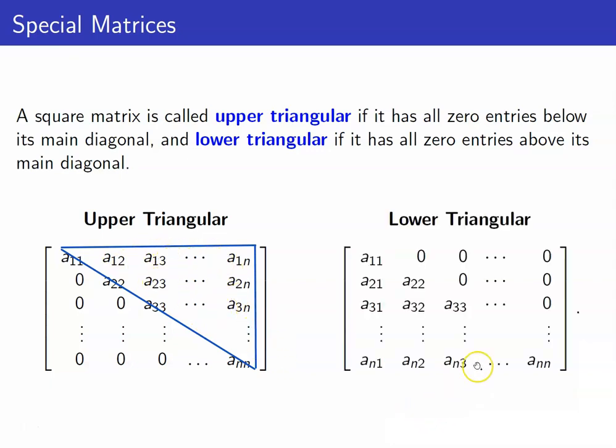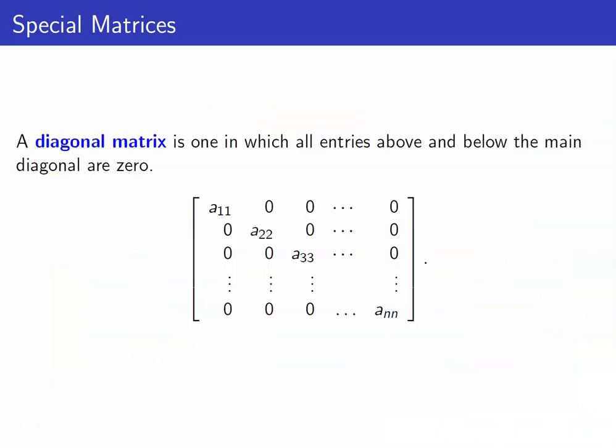Similarly, this one would be your lower triangular. Your main diagonal entries are here. The entries above it are all 0. And your non-zero entries would appear here. So that's why it's called lower triangular matrix. A diagonal matrix is one in which all entries above and below the main diagonal are 0, and therefore the only possibilities wherein you would have non-zero entries would be in your main diagonal. So that is why it's called a diagonal matrix.